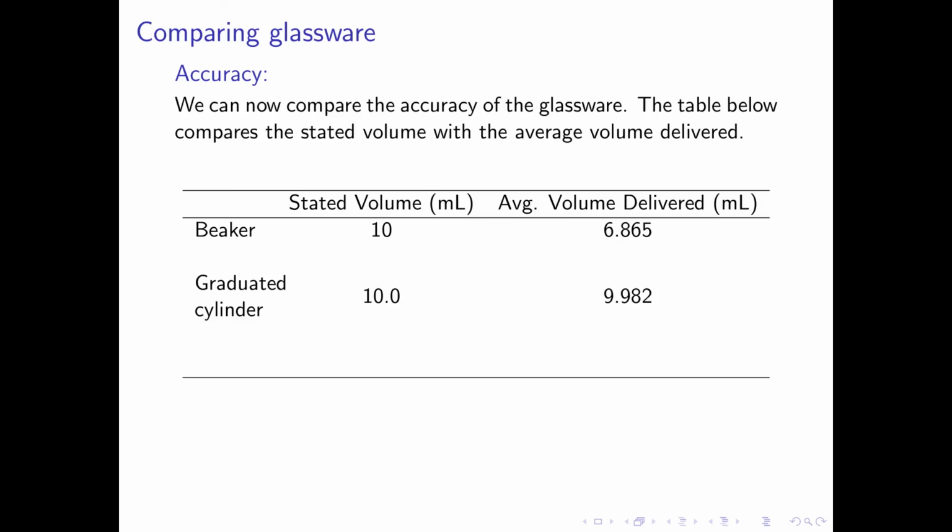Next, for the graduated cylinder, the stated volume delivered was 10.0 milliliters. Our average calculated volume delivered was 9.982 milliliters. Lastly, the burette had an average stated volume of 10.00 milliliters, and the calculated volume delivered was found to be 9.993 milliliters. As can be seen, the value of the average for the burette is closer to the stated volume than the other two pieces of glassware. Therefore, we determined the burette to be the most accurate piece of glassware of the three.